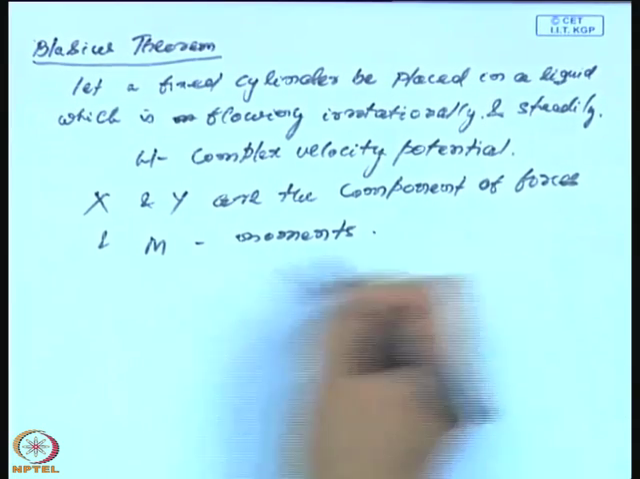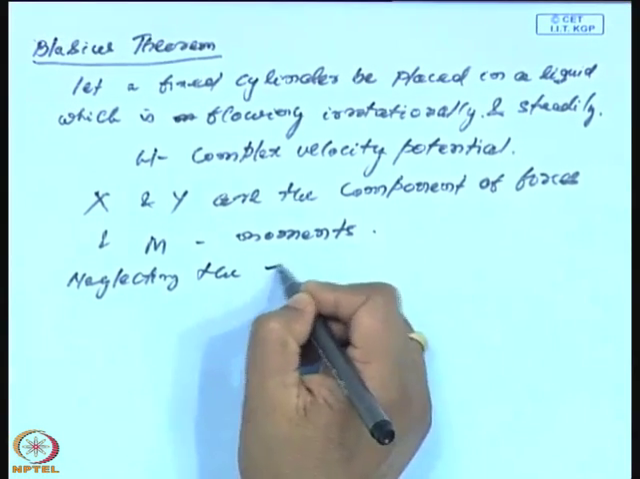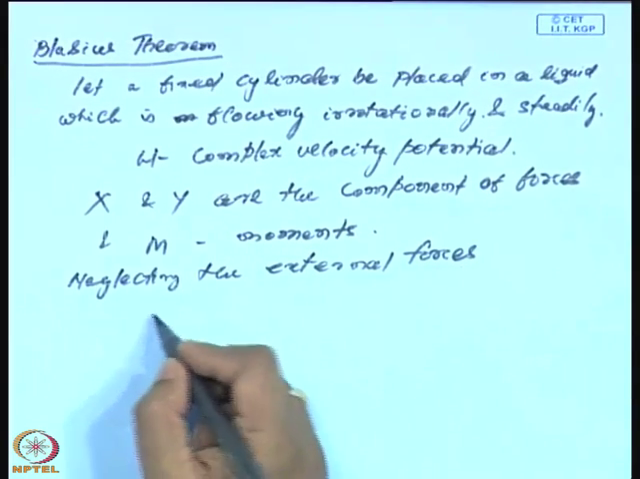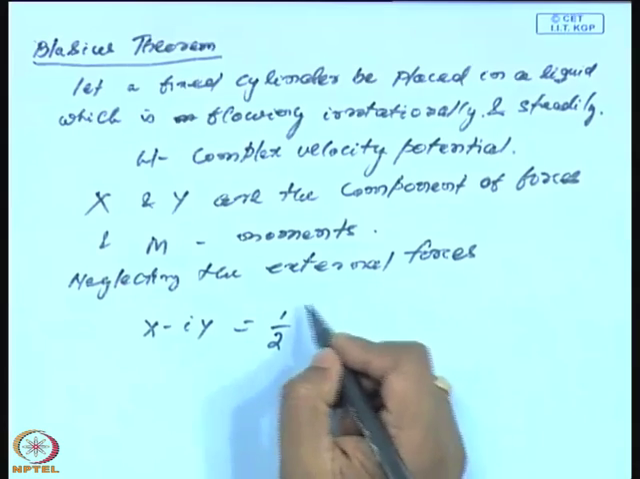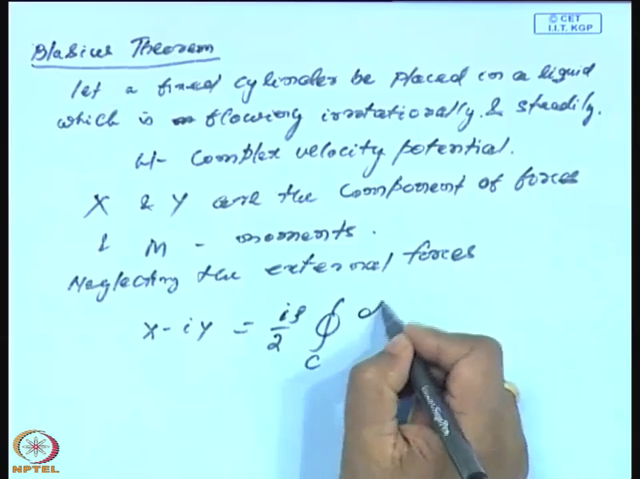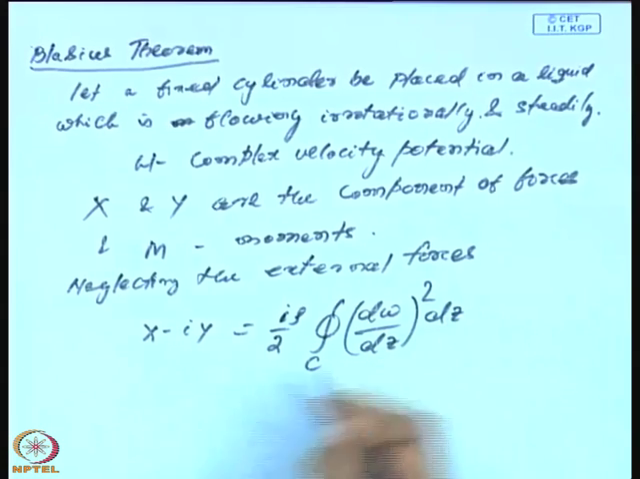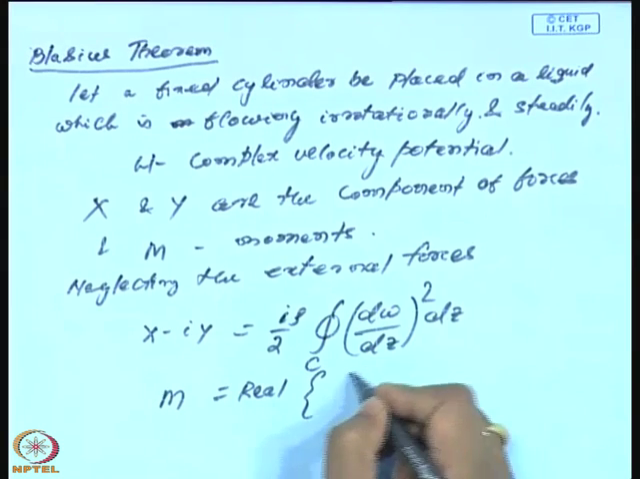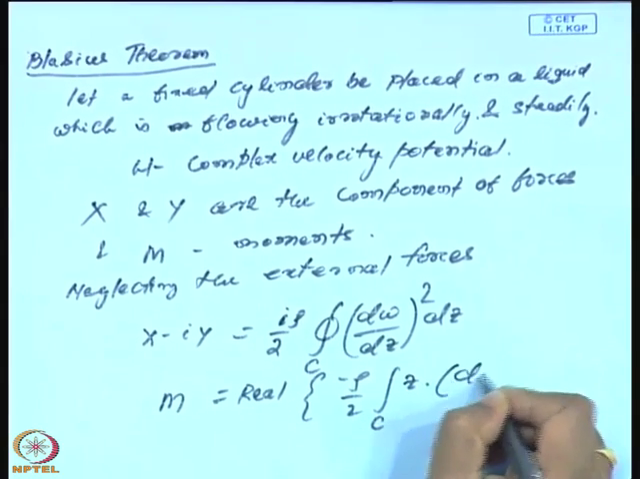Then if we neglect the external forces, due to the fluid, the forces acting on the cylinder will be X minus iY, and that will be given by 1 by 2i times rho integral over C of (dW/dz) squared dz, whereas the moment M is the real part of minus rho by 2 integral over C of z (dW/dz) squared dz.